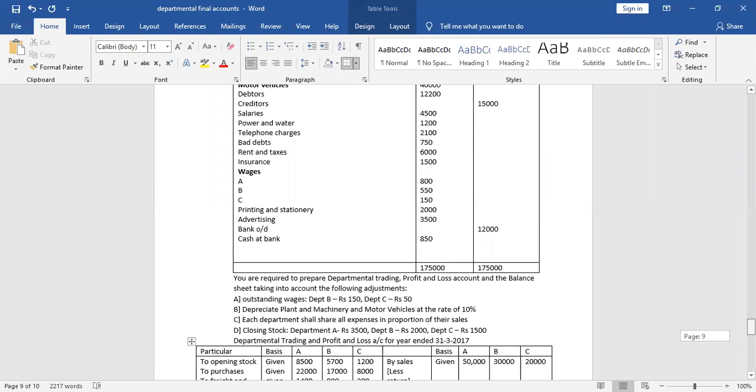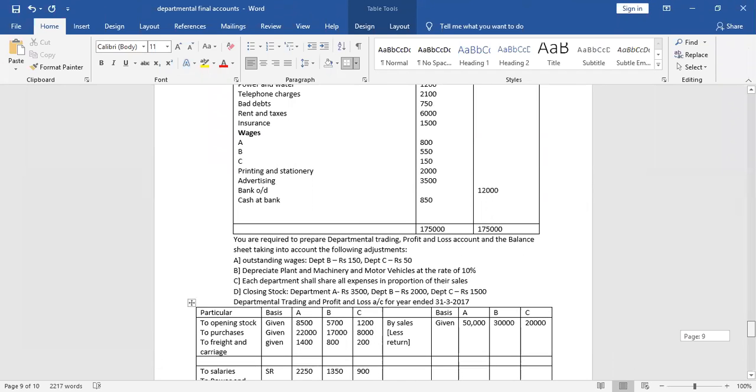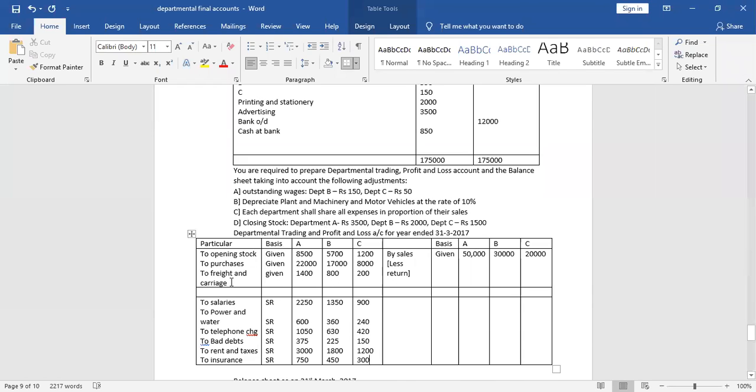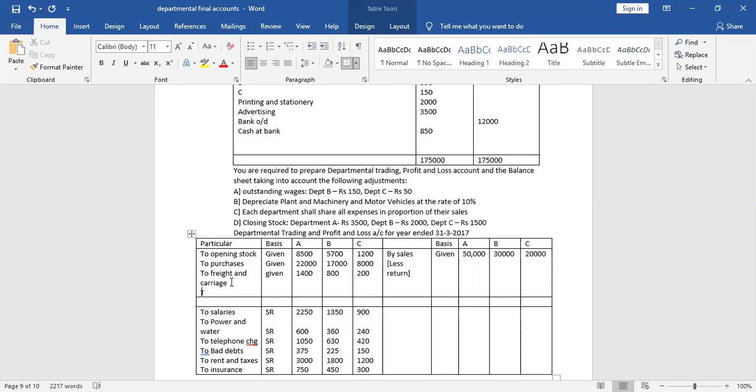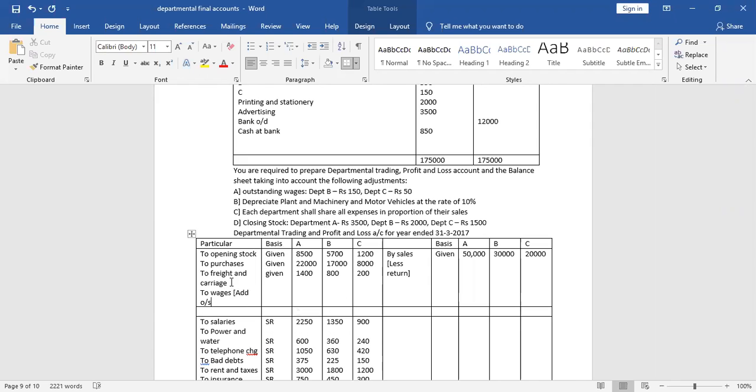Now next one is wages, and in wages there is an adjustment. B department's wages have 150 outstanding and C department has 50 outstanding. We do not have a separate column here, so in wages we will write the outstanding amount added. So what is given? Wages is how much?